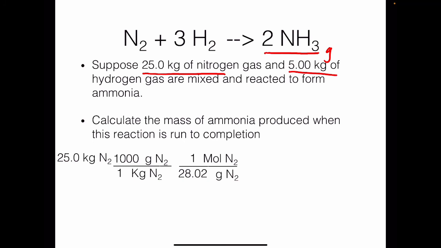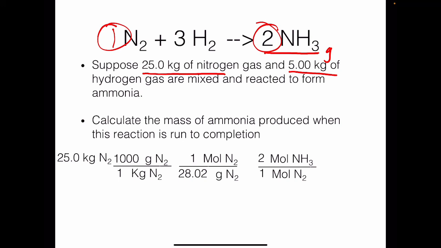Now that we're in moles of nitrogen, we need to be able to use the stoichiometric coefficients, or in other words, the 1 to 2 ratio given by the balanced equation, to be able to convert from 1 mole of nitrogen to 2 moles of ammonia.